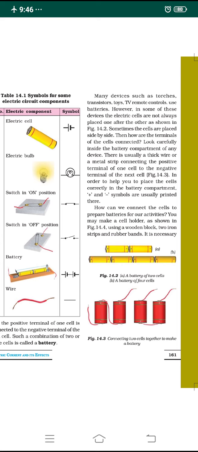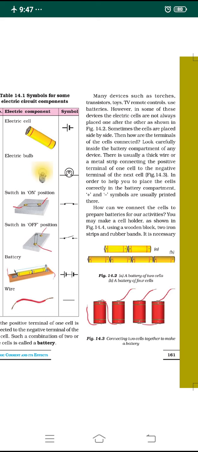In the battery compartment of any device, the cells are arranged inside. There is usually a thick wire or a metal strip that connects the positive terminal of one cell to the negative terminal of the next cell. Look at figure 14.3, where the red strips are connecting the two cells together to make a battery. To help you understand, the positive and negative terminals are printed on the battery compartment so that the cells are arranged positive, negative, like that.